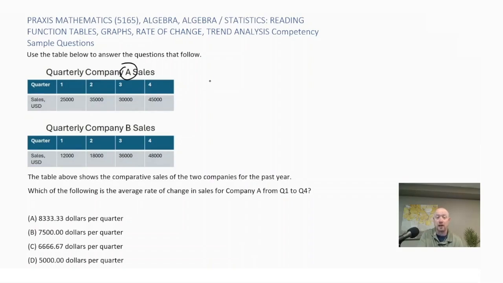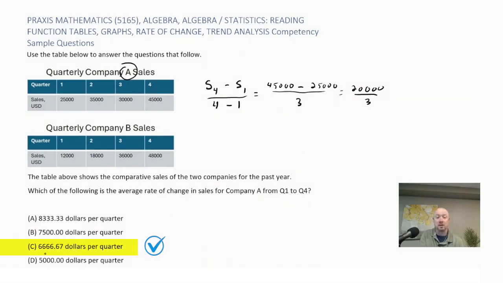So that is going to be the sales in quarter 4 minus the sales in quarter 1, divided by quarter 4 minus quarter 1. Okay, so our sales in quarter 4 were 45,000. Our sales in quarter 1 was 25,000. We're going to divide that by 4 minus 1, which is 3. So we would get 20,000 divided by 3. So the correct answer here would be $6,666.67 per quarter. So choice C.